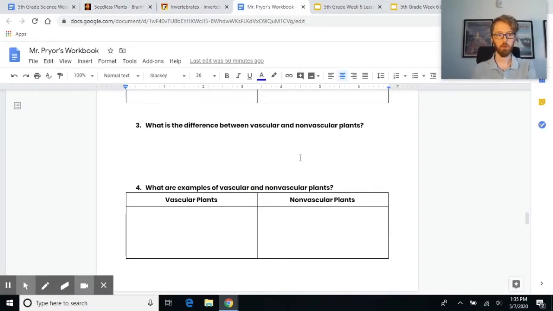Okay, if we go back to our workbook, we can write what the difference is between vascular and non-vascular plants now. We can also write some examples of vascular and non-vascular plants. What did you hear?